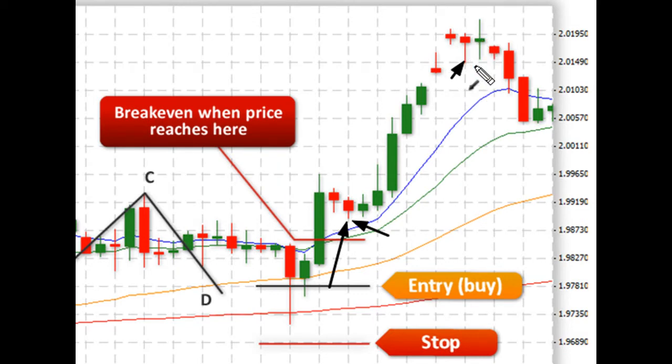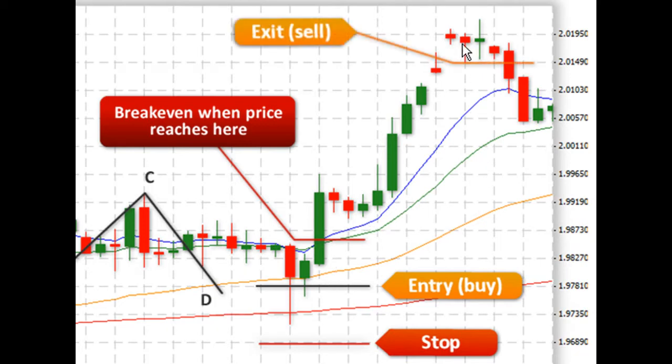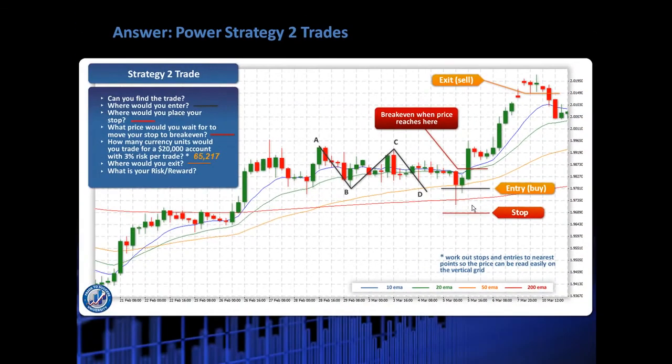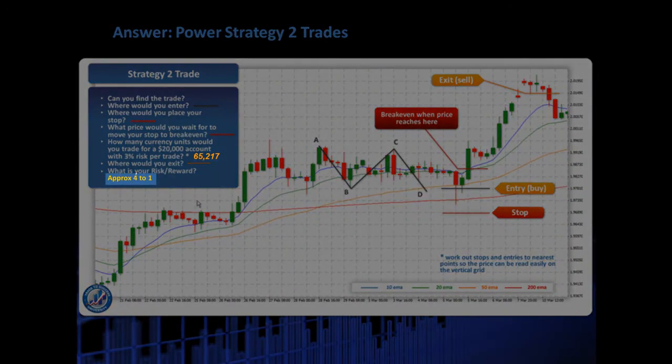And then we see that price actually comes down past our stop and stops us out. So we would be exiting at the price indicated. We went long, so we bought first, and so we would sell to exit our position. Our risk reward? Well, with the stop at the right place and the entry at the right place, our risk reward is approximately 4-to-1.